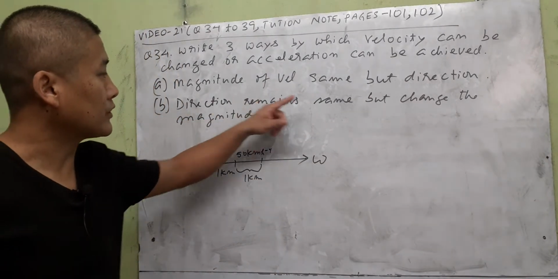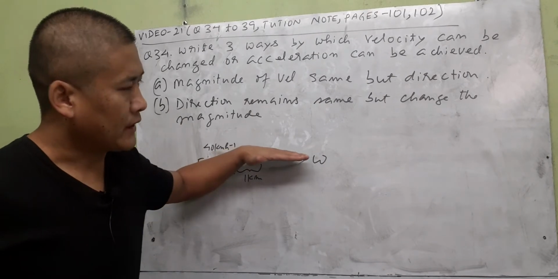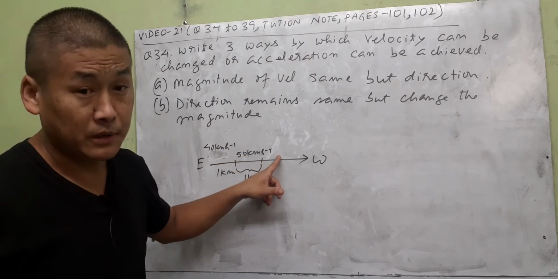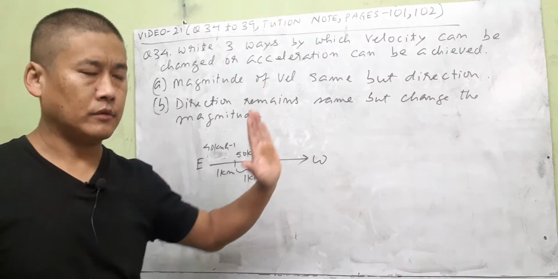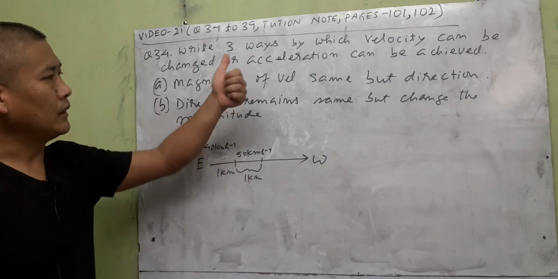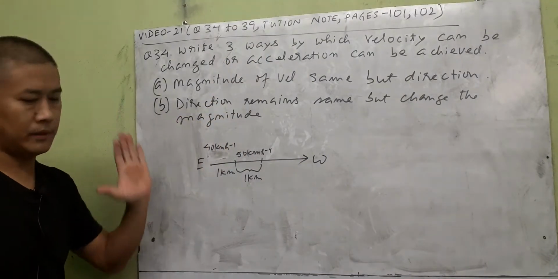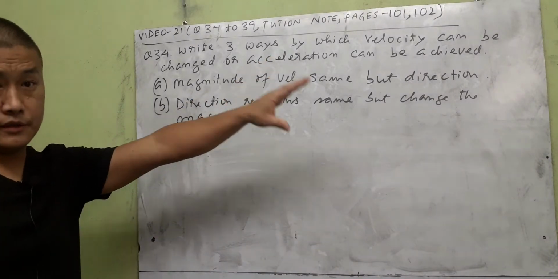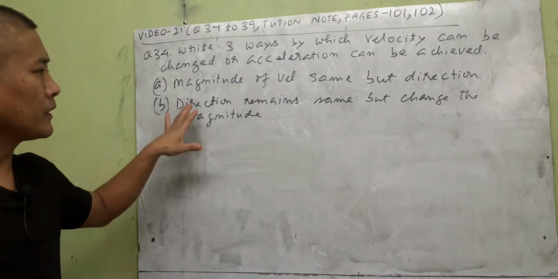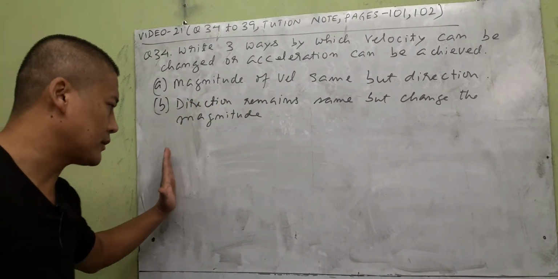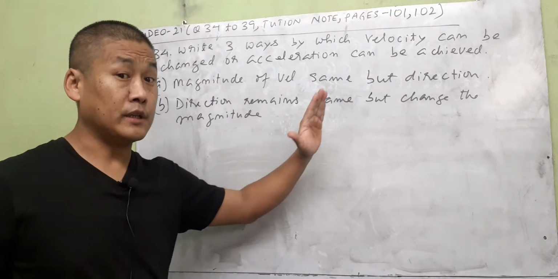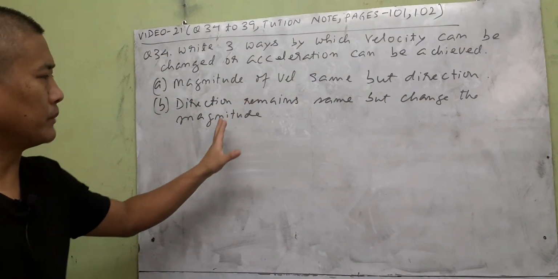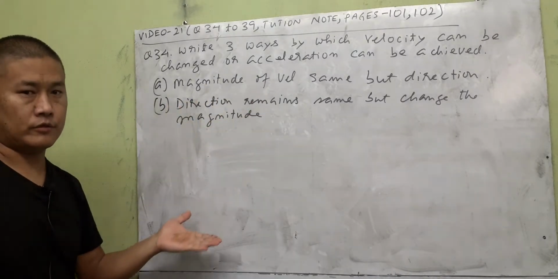So here the car is moving towards the west, same direction, but the magnitude is changing all the time, 40 to 50, then to 60 maybe, then to 80. So that is how we can change the velocity or achieve acceleration. First method, magnitude remains same but direction changes, like the tip of a minute hand. Second method, direction remains same, like a car moving from east to west, but the velocity is increasing, like 40 to 50, magnitude is changing. It can even decrease also, right?